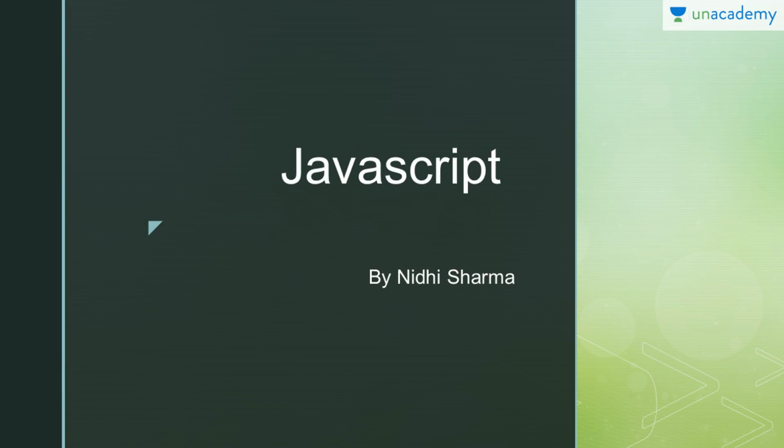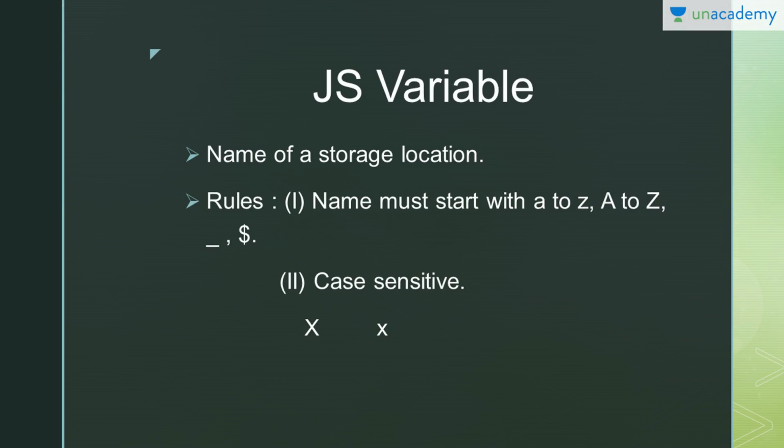In this video we will talk about JavaScript. So first, I'll tell you what JavaScript variables are. A variable is basically a name that is given to a memory or storage location.